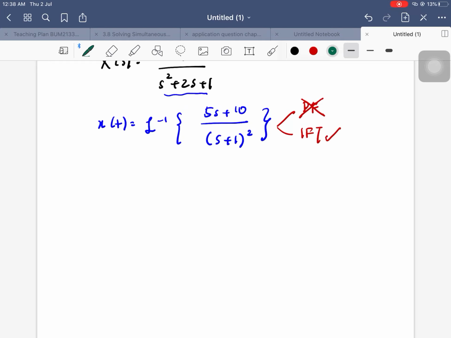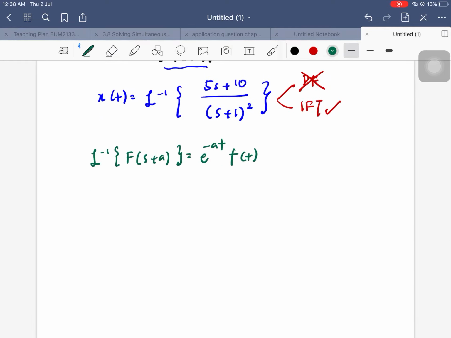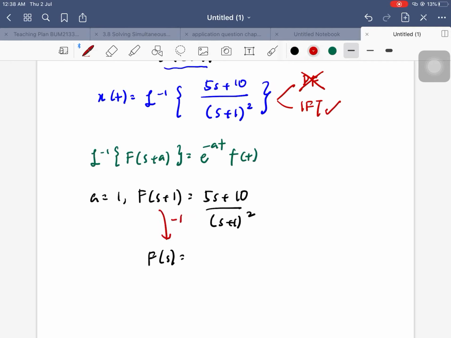Let me remind you of the inversion of first shift theorem by writing it down. Laplace inverse of F of s plus a is going to equal exponential of negative at multiplied by f of t. That's the theorem. For this case, our value of a is going to equal 1. So my function F of s plus 1 is going to equal 5s plus 10 over s plus 1 squared. Now I'll convert this to the function F of s. Whenever I come across s, I'm going to put a minus 1 around it.